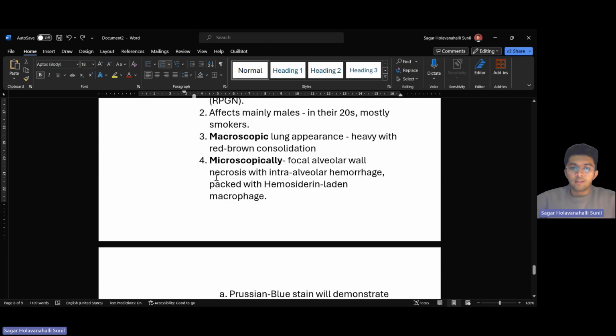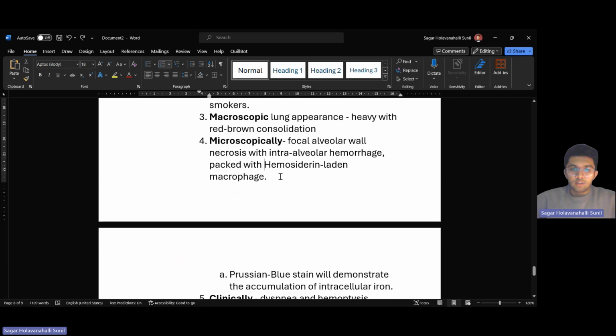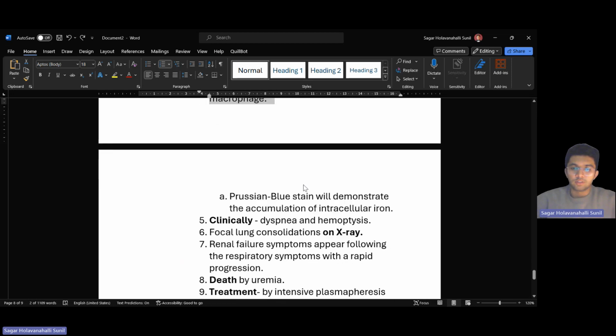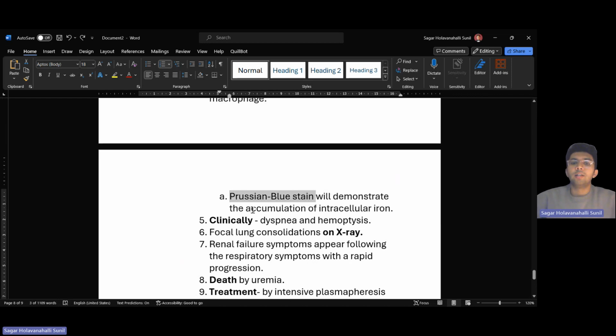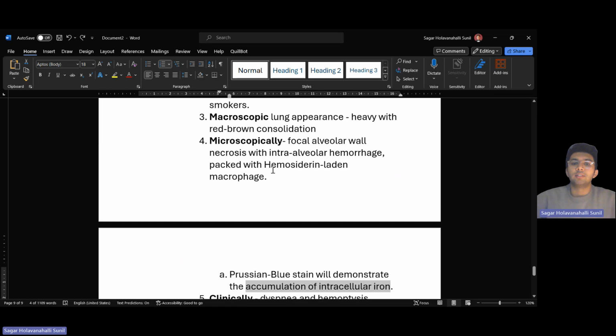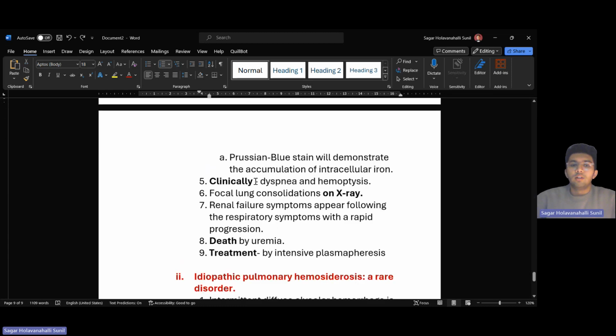Of course, necrosis can also be a breeding ground for bacteria, and that's going to convert transudate to exudate. Microscopically, you're going to have hemosiderin-laden macrophages, and you can stain them with Prussian blue to demonstrate the accumulation of intracellular iron, because iron is present in hemosiderin. Clinically, it's literally the same thing: dyspnea, and imagine if you have hemorrhage, you're going to probably have hemoptysis as well.